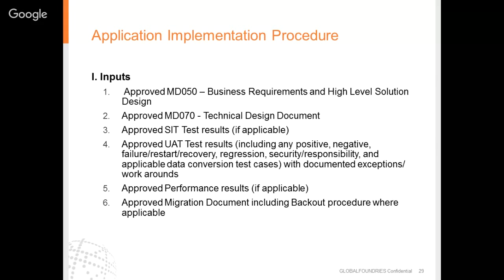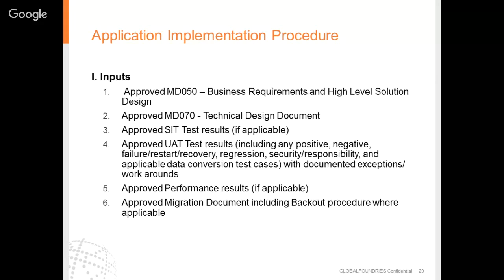Now coming to the application implementation procedure. To implement the project or the change request, these are the steps to be followed. The inputs to this are: you need to have an approved MD50, approved MD70, approved SIT test results if applicable, approved UAT test results, which include any positive, negative, failure, restart, recovery, regression, security or responsibility, and applicable data conversion test cases with documented exceptions or workarounds.